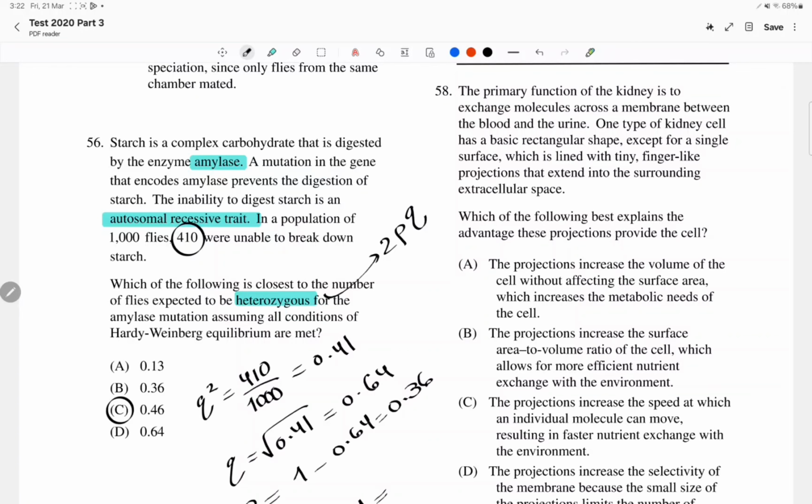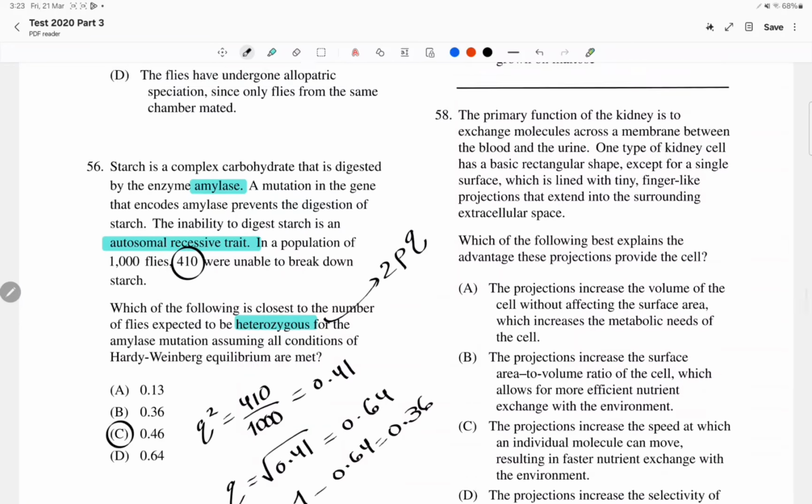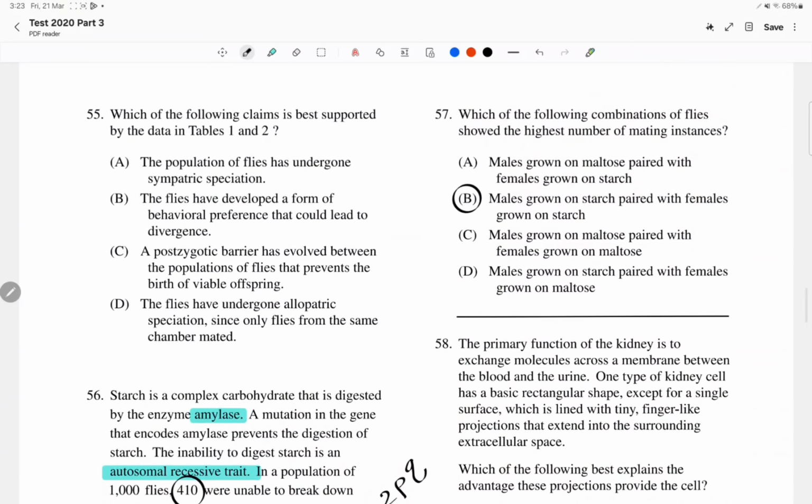Alright guys, 58. The primary function of the kidney is to exchange molecules across the membrane. Mister, what was 57? Starch with starch.